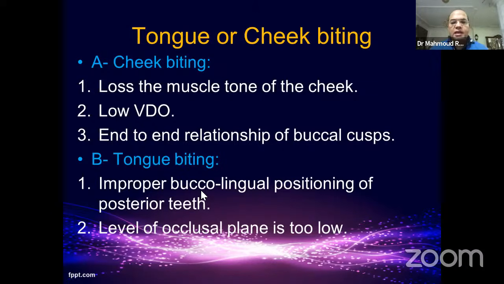Also, tongue biting could occur due to improper buccolingual positioning of posterior teeth. If you encroach on the tongue space, the patient can bite his tongue. Number two, level of the occlusal plane. If you set the teeth so that the posterior occlusal plane is too low, the optimal occlusal plane will be slightly below the maximal convexity of the tongue. If you make it very low, the tongue comes over the occlusal surface of the lower posterior teeth, and the patient can bite his tongue easily.